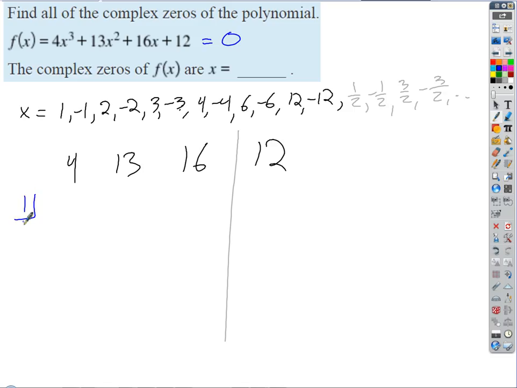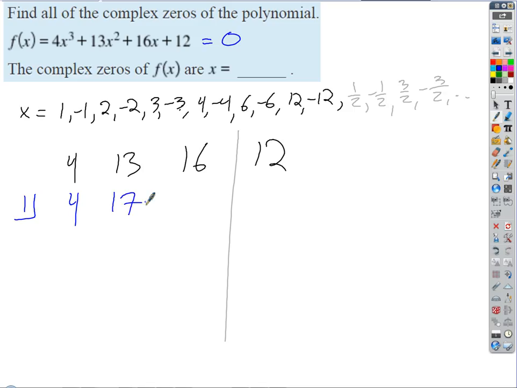So what about 1? What do I do first? Drop down the 4. Because remember, what we're putting in this row, those are the numbers that would be the ones below the bar in synthetic division. So we drop the 4 all the way down. Good. Now how do I get the next one? So I got to multiply and then add, right? So 4 times 1 is 4, plus 13.